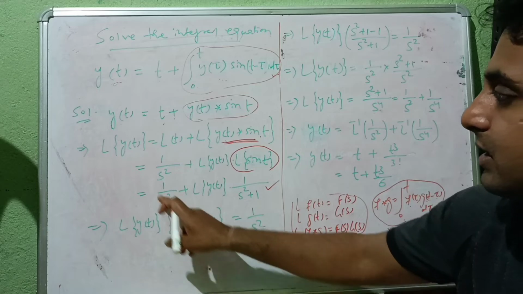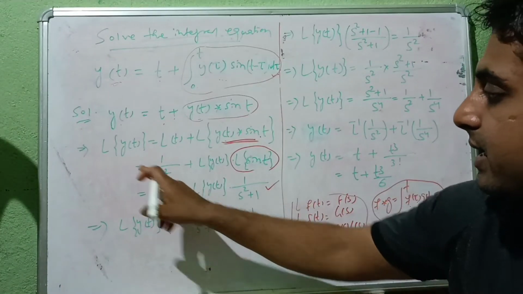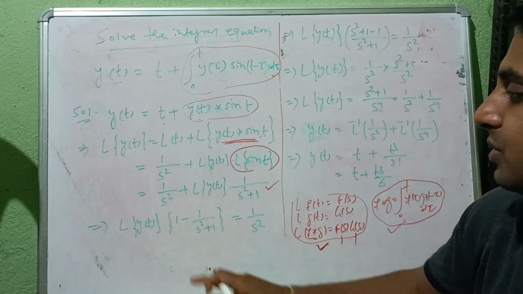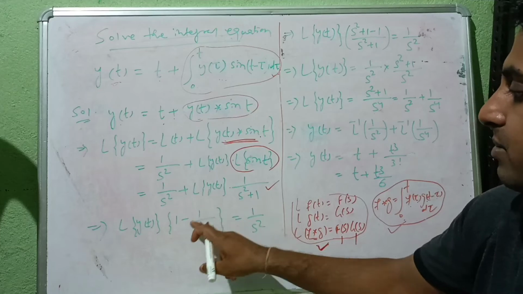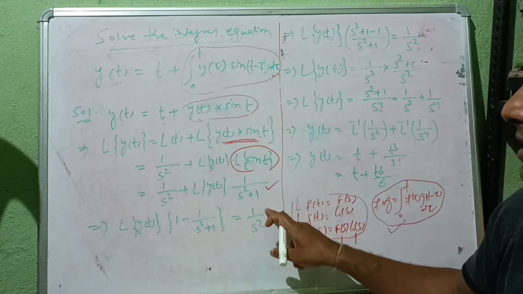From this term it is 1, then if you take the other term to the left hand side it will be negative, so 1 minus 1 by s square plus 1. So from this term it is 1, and from this term it is minus 1 by s square plus 1, and on the right hand side it is 1 by s square.